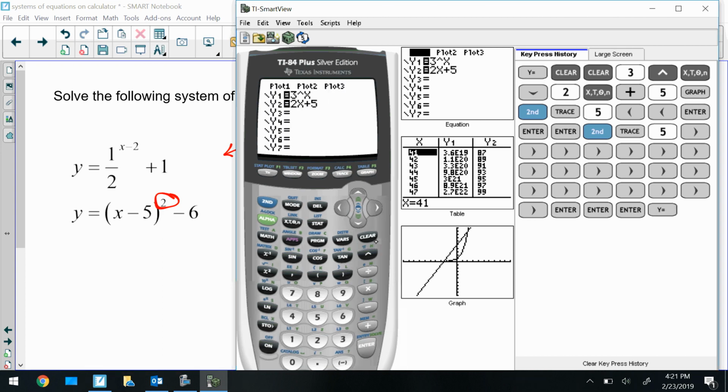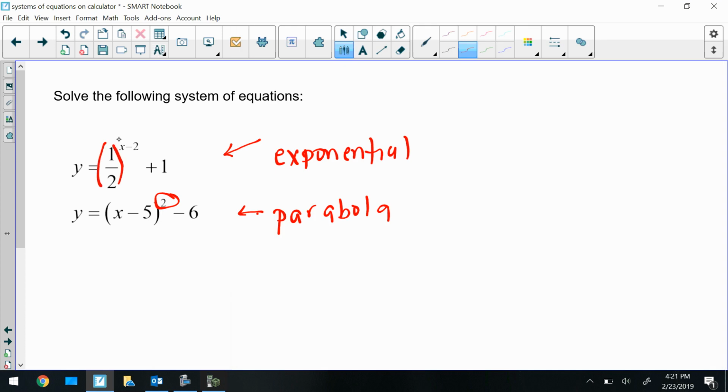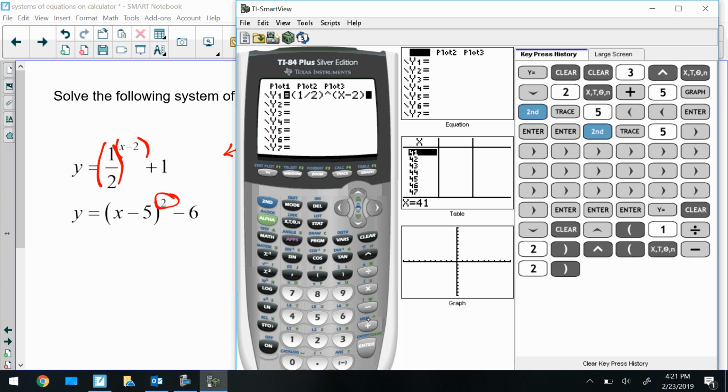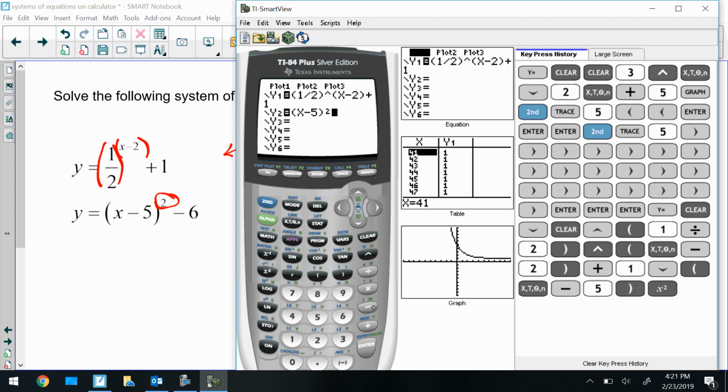I have y equals, and I just clear my two equations from last time. I'm going to put parentheses around these things as I enter them so that my calculator knows them the way that I want them in there. So I have parentheses 1/2 to the power of parentheses x minus 2, and then plus 1 at the end. And then I have the quadratic, which is x minus 5 squared minus 6. And I hit graph. Let's see how many times they intersect. So there's the exponential and there's the parabola.